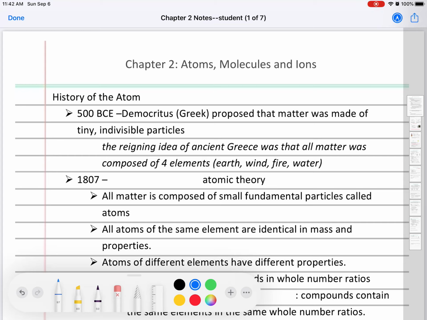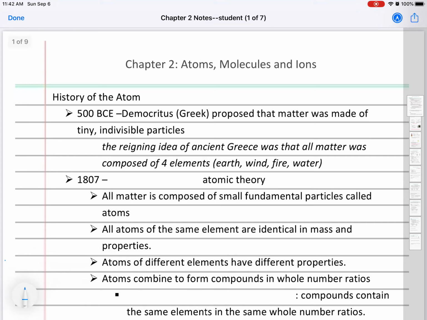So Chapter 2 is all about atoms and molecules and ions, and these are all particles that matter is made of. Before we talk about the atom, we're going to have a little bit of a history lesson because it's an interesting story. How did we come to know of the atom and know that matter is in fact particulate and made up of small particles?